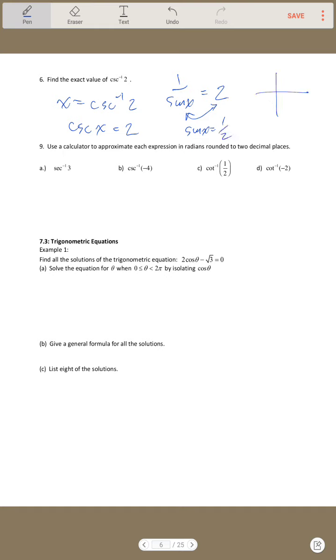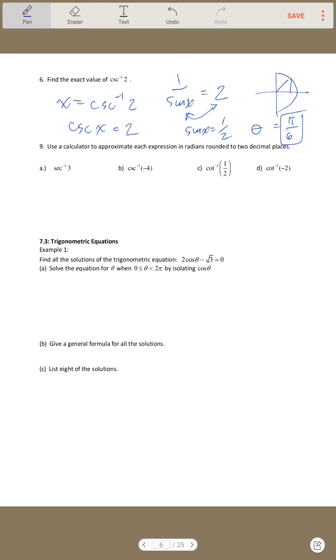Well, if we do this on the unit circle, keep in mind that it has the restriction from negative pi over 2 to pi over 2. That means it only occurs here. And we just think, when does sine of x equal 1/2? That's going to be at what angle? That's going to be at pi over 6, like that. Okay? Alright, let's go on to the next one.